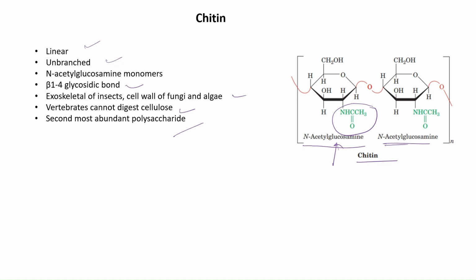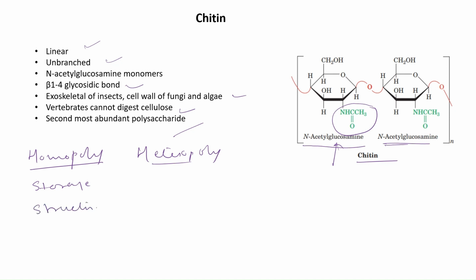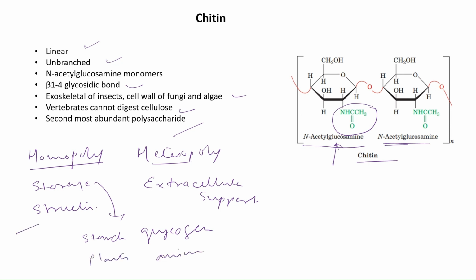So let's revise what we studied. We studied homopolysaccharides and heteropolysaccharides. Homopolysaccharides function as storage forms of energy and structural elements; heteropolysaccharides mainly provide extracellular support. Today we studied homopolysaccharides. For storage we have starch and glycogen: starch in plants, glycogen in animals. For structure we have cellulose and chitin: chitin in animals, cellulose in plants.